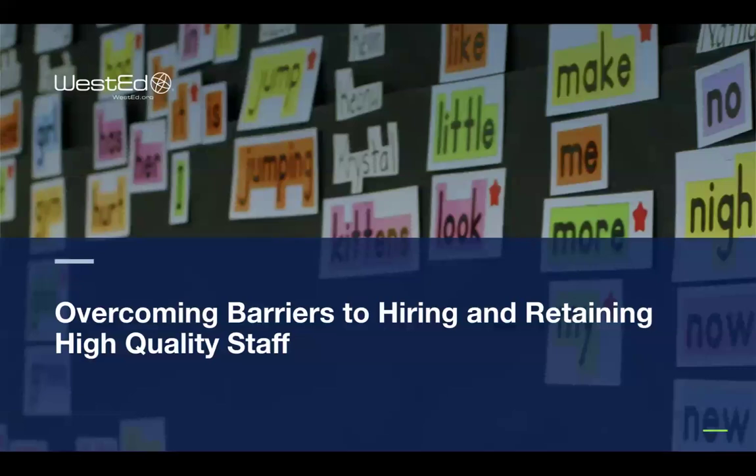Overcoming barriers to hiring and retaining high quality staff. Overcoming barriers to hiring high quality staff is a critical challenge, especially in hard to staff rural areas. These schools often face unique obstacles such as geographic isolation, limited access to professional development opportunities, and a smaller pool of candidates. As a result, attracting and retaining talented educators in these areas requires strategic efforts and innovative approaches.